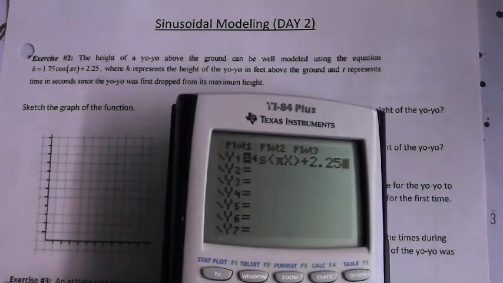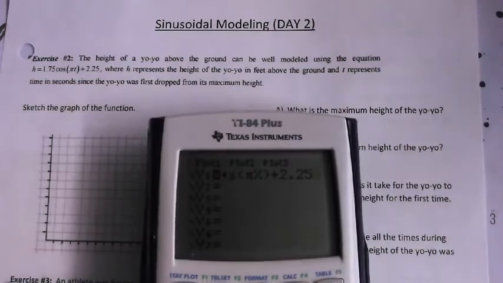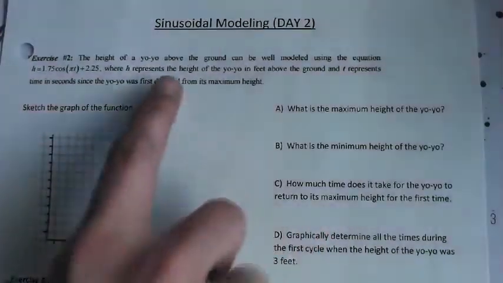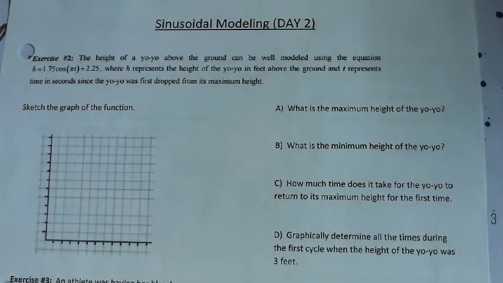We're talking about a yo-yo. X, or T, is talking about the number of seconds, right? The number of seconds after you first grab your yo-yo. How long do you feel like playing with a yo-yo for? 10 seconds, right? How long, just think about a period. How long from the time you drop the yo-yo and get it back up to the top do you think that one cycle would take?